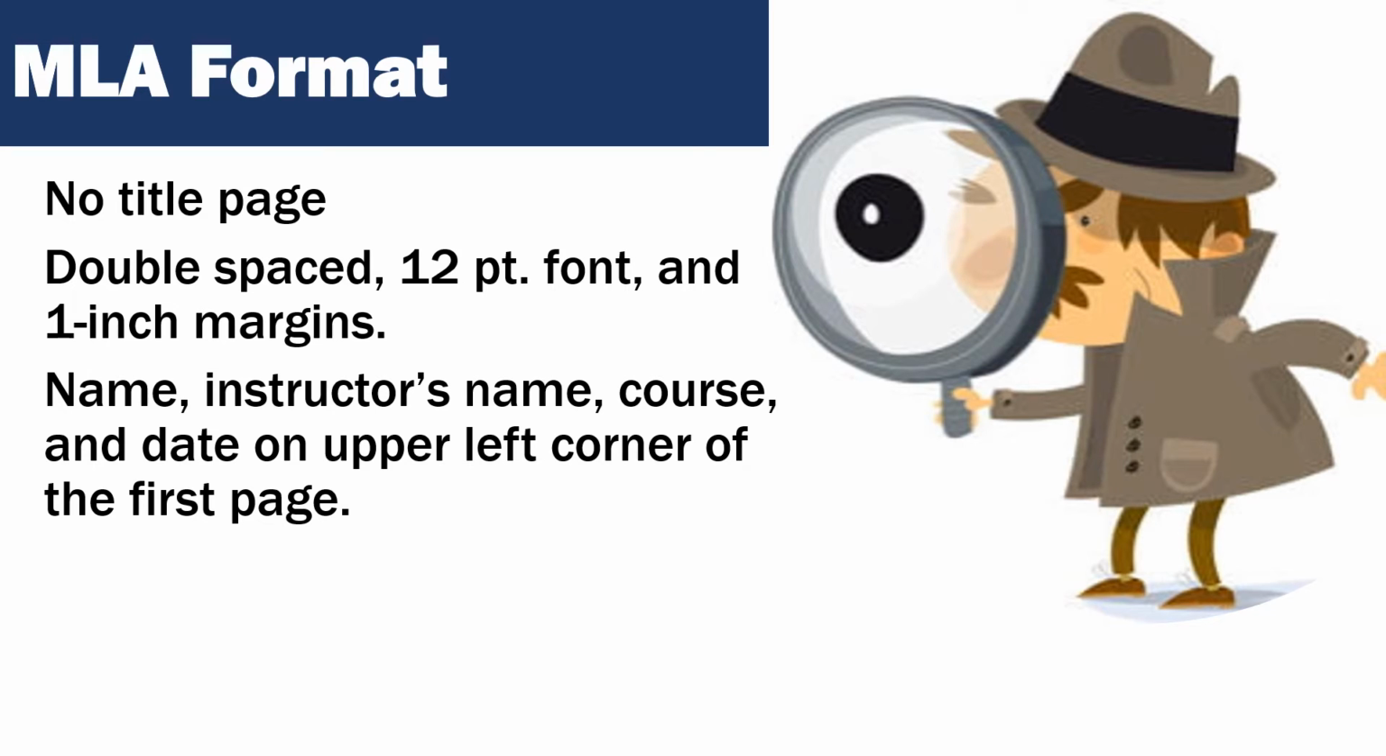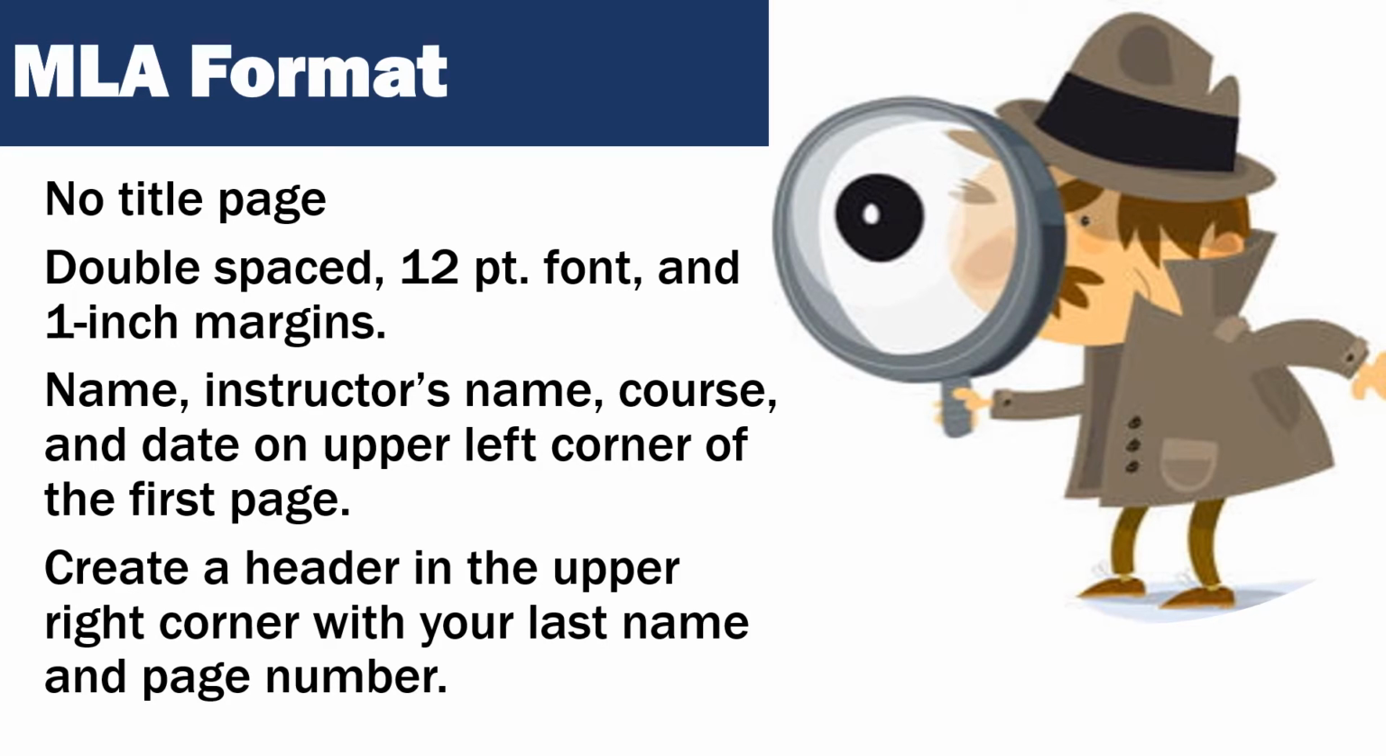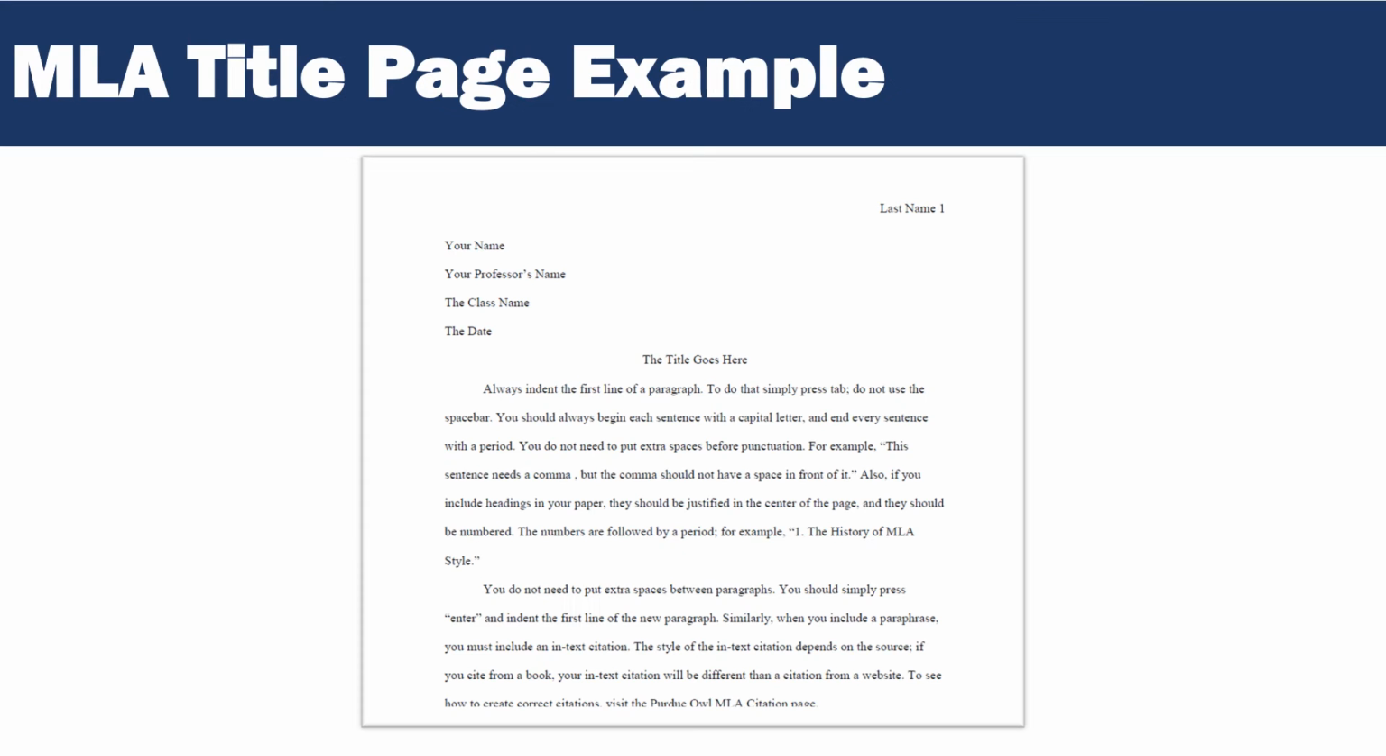Name, instructor's name, course, and the due date go on the upper left corner of the first page. And you will create a header in the upper right corner with your last name and the page number. This is an example of what the first page of an MLA paper looks like.